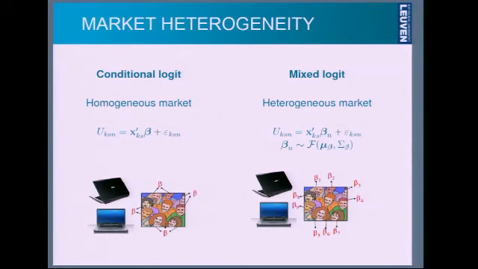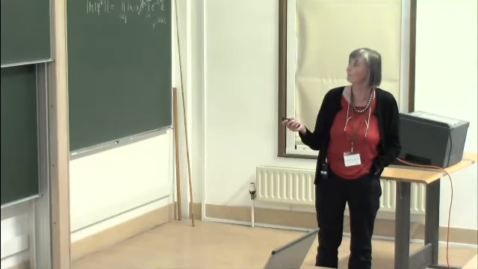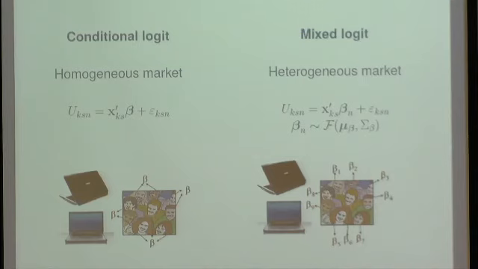What I showed you before as an introduction was this utility model, where I assumed that all the persons had the same beta vector. So they all attach the same value to a larger screen, a larger hard disk. This model was used for a long time, but nowadays people use more sophisticated and more realistic models, like this one. It's a random coefficient model. So now we model the utility in a similar linear model, but now the beta n's come from a distribution function. So each person has a different beta n.